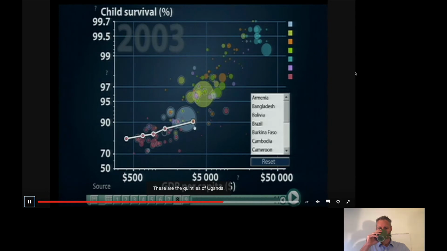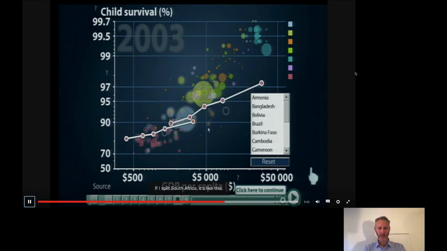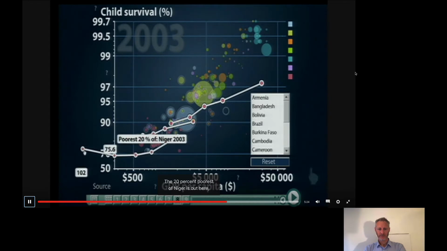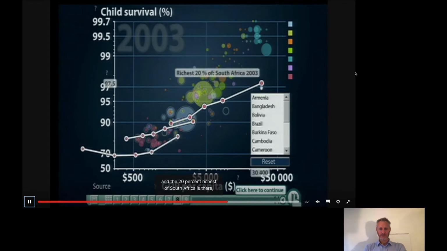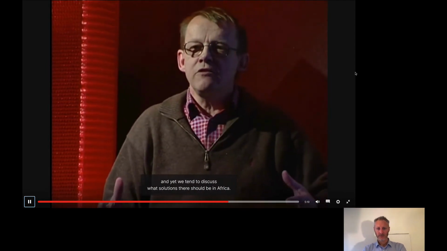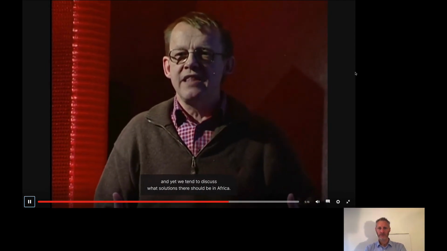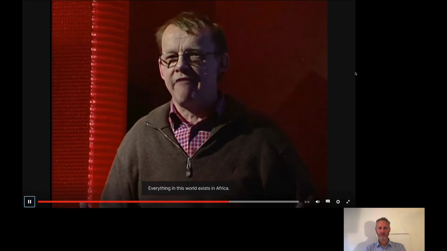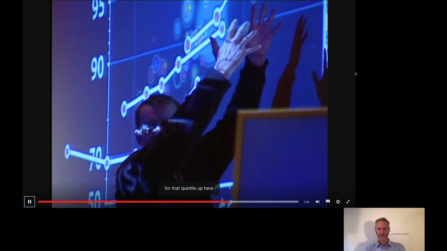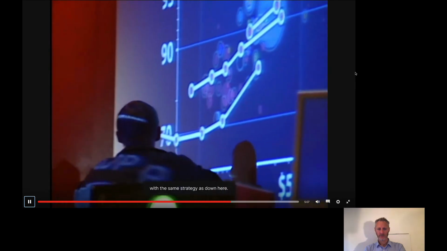These are the quintiles of Uganda. The richest 20% of Ugandans are there, the poorest are down there. If I split South Africa, it's like this. And if I go down and look at Niger, where there was such a terrible famine lately, it's like this. The poorest 20% of Niger is out here, and the richest 20% of South Africa is there, and yet we tend to discuss what solutions there should be in Africa. Everything in this world exists in Africa. And you can't discuss universal access to HIV for that quintile up here with the same strategy as down here.